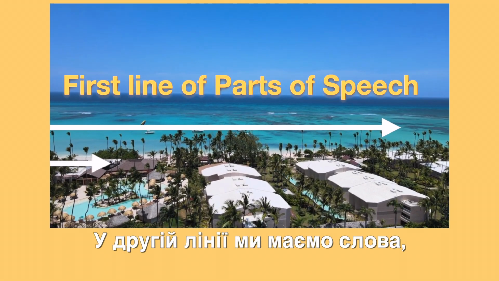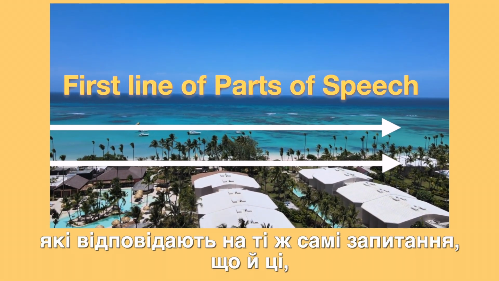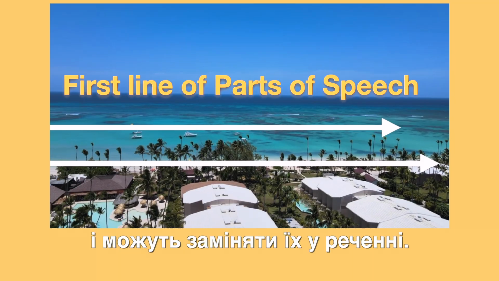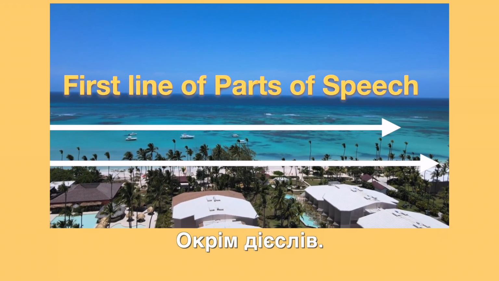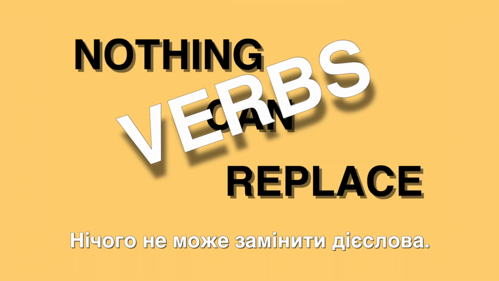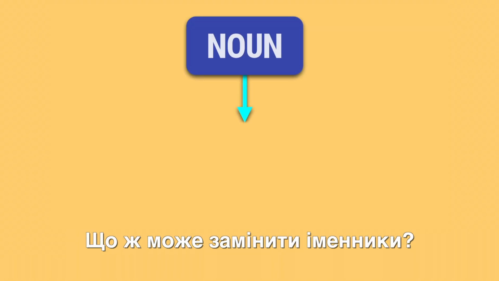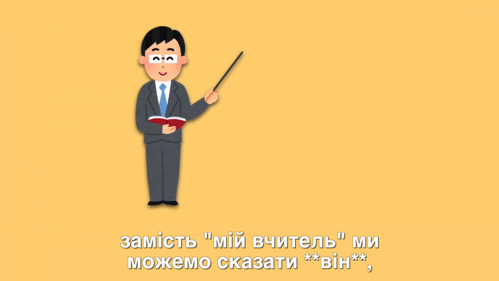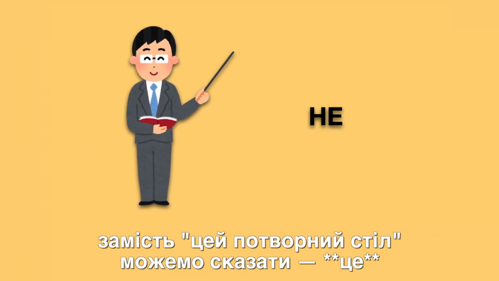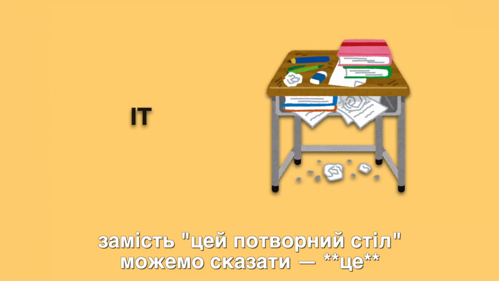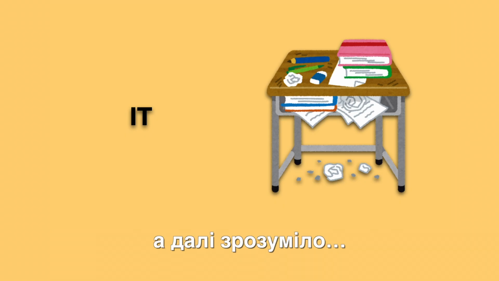In the second line, we have the ones that answer the same questions with these and thus can replace them in the sentence. Except for the verbs. Nothing can replace verbs. So what can replace nouns? Pronouns. Instead of my teacher, we can say he. Instead of this ugly desk, we can say it. And you get the idea.